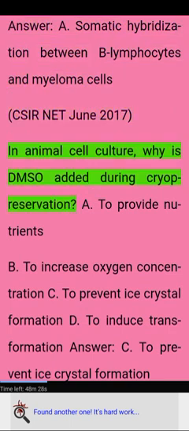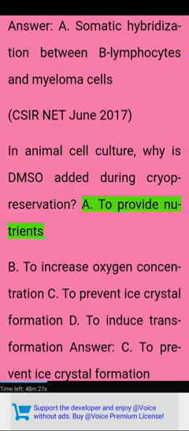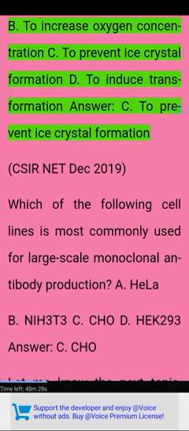CSIR NET June 2017. In animal cell culture, why is DMSO added during cryopreservation? A, to provide nutrients. B, to increase oxygen concentration. C, to prevent ice crystal formation. D, to induce transformation. Answer: C, to prevent ice crystal formation.